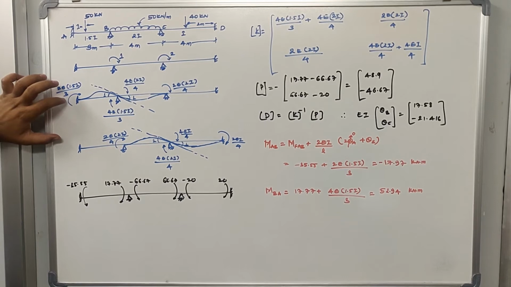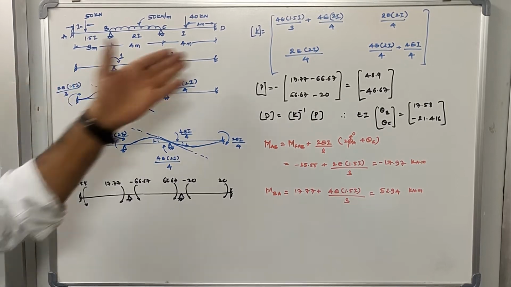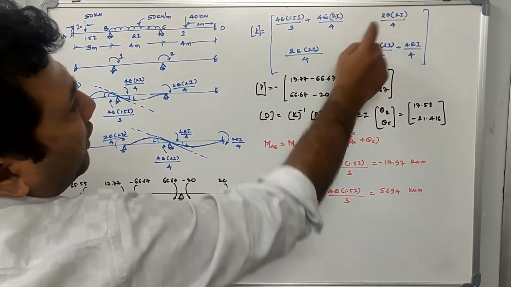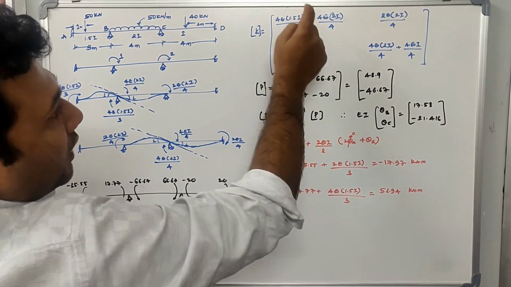Once we solve the stiffness values for both the coordinates, the next thing we do is calculate the stiffness matrix. To calculate the stiffness matrix, we go for K11, K12, K21 and K22. So first let us go for K11. What is K11?